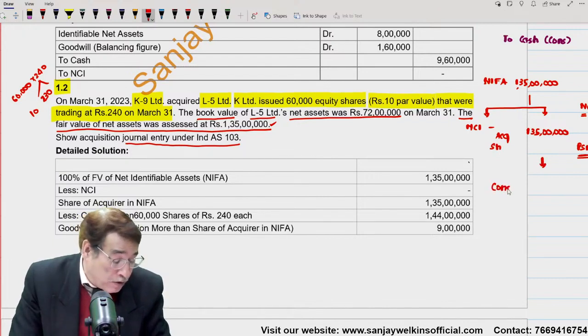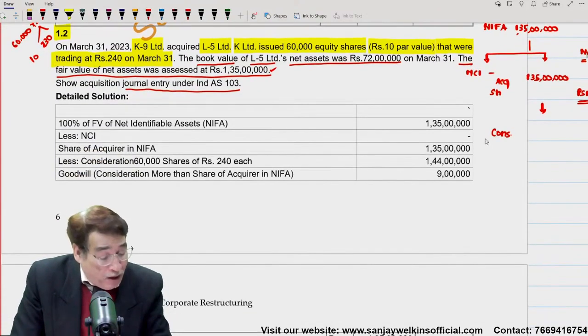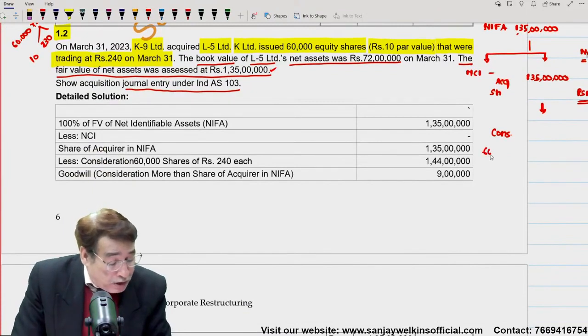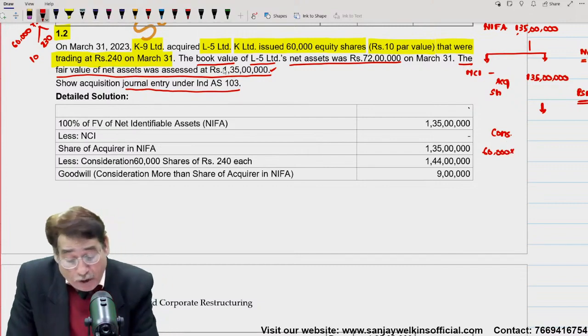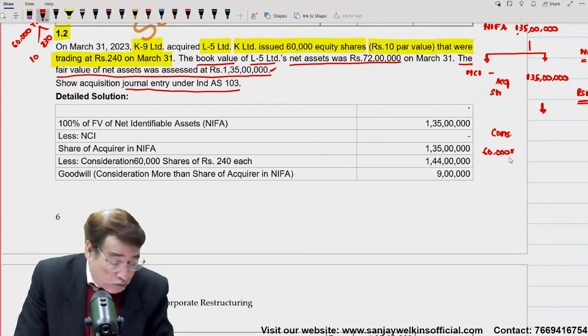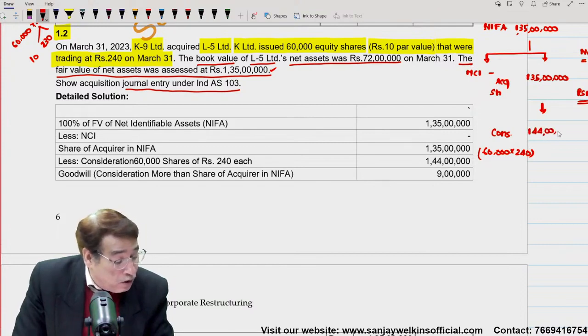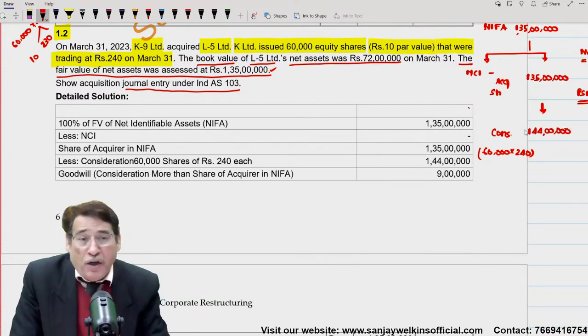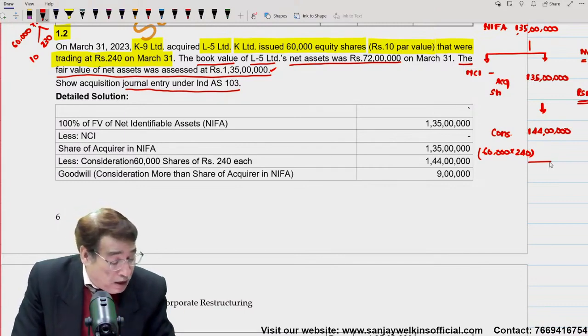What is the amount of consideration in this particular case? In order to know the amount of consideration, you will have to multiply 60,000 with the amount given to us, 240. So 60,000 into 240 will be equal to 144 lakhs. Again, your consideration amount is exceeding your share. So quite obviously, again this time you are going to have goodwill, and goodwill will be worth rupees 9 lakh.